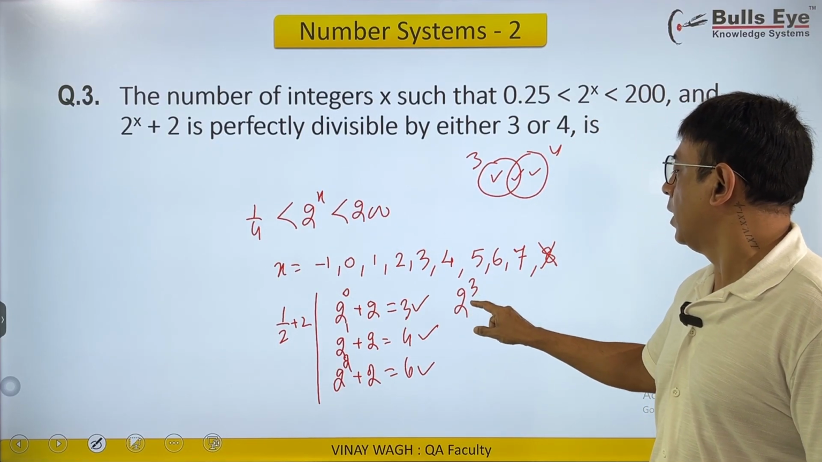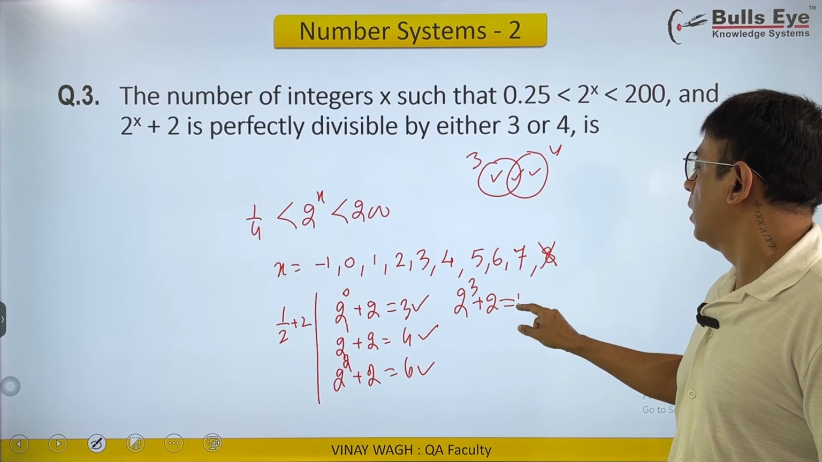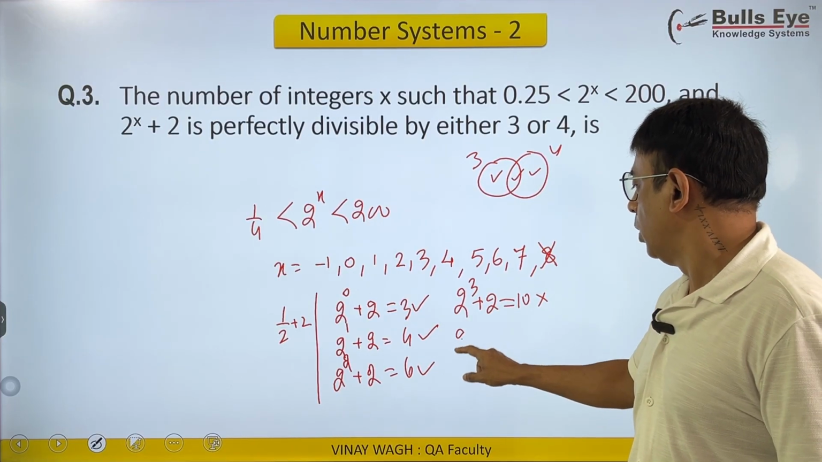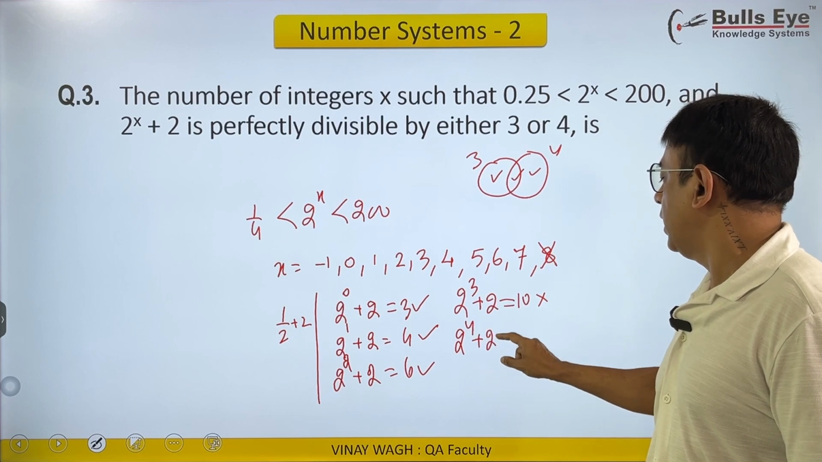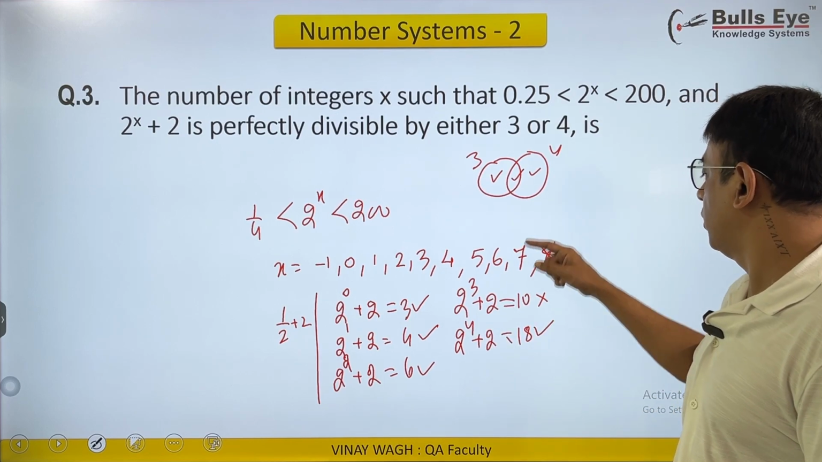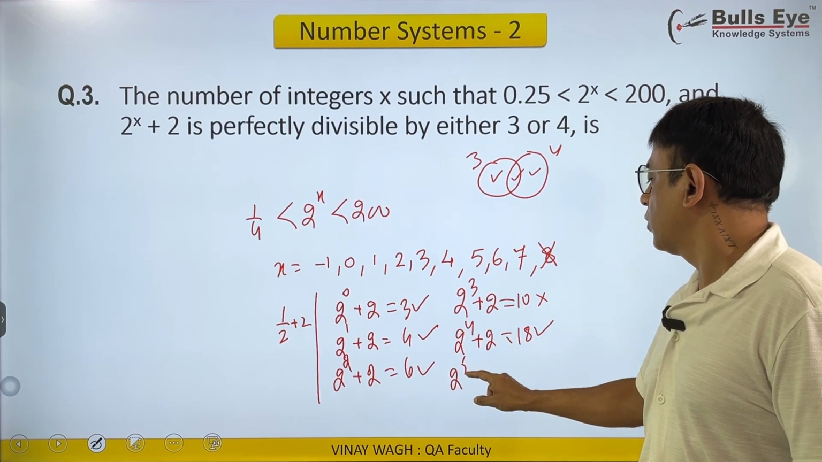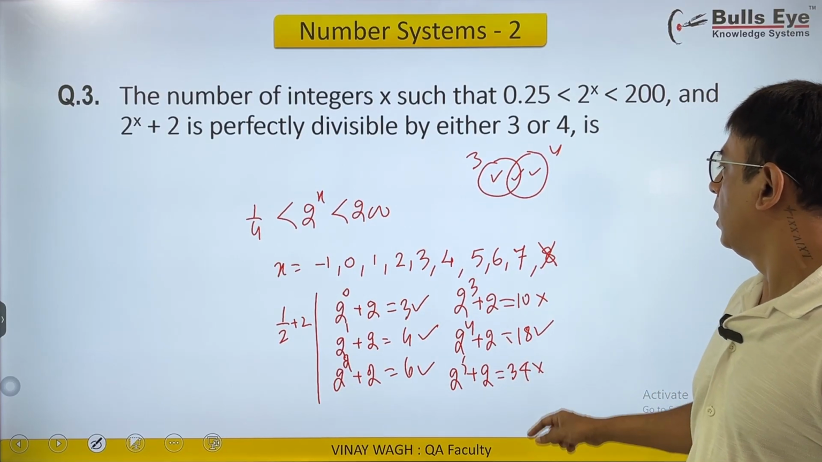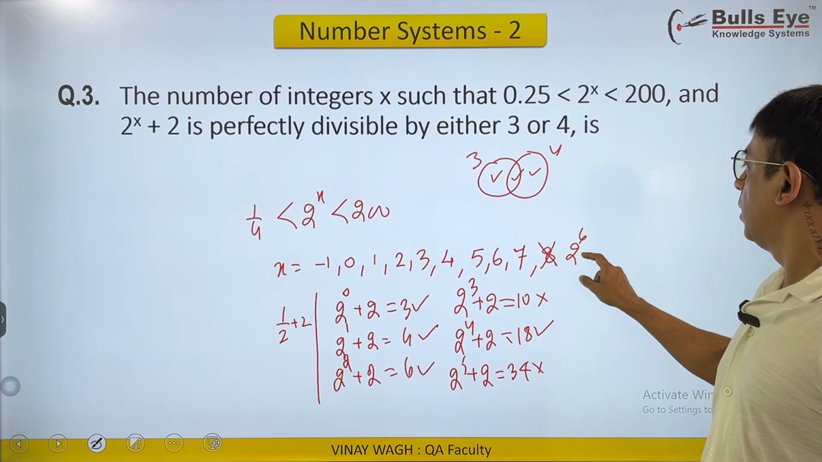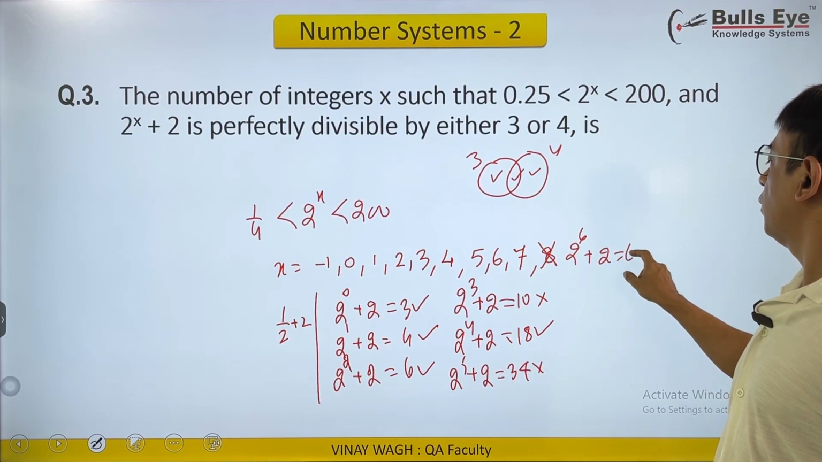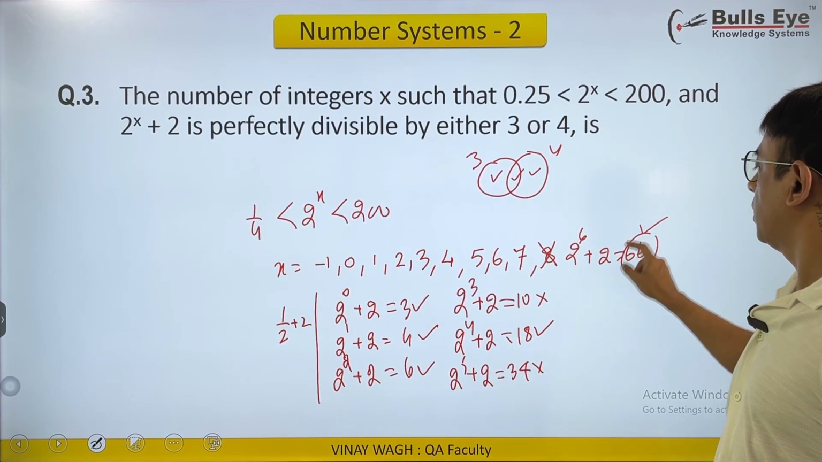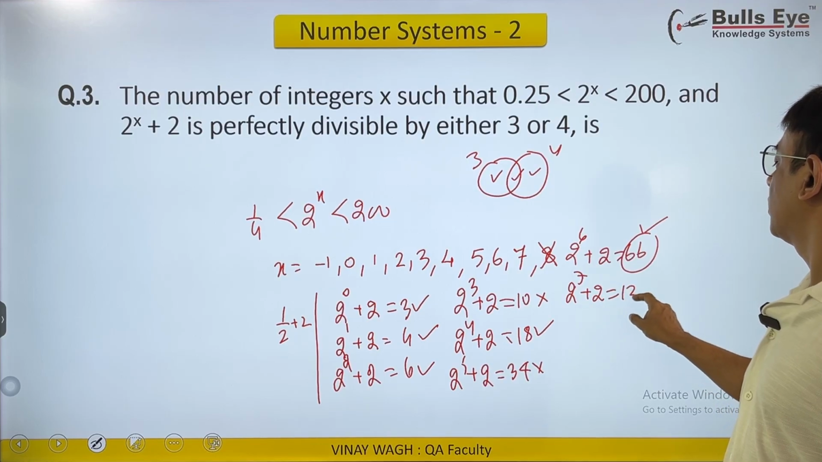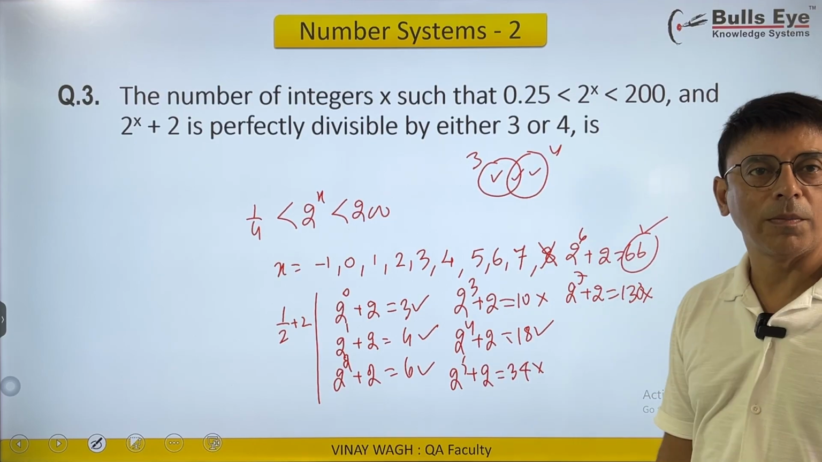2 raised to 3, 8 plus 2, 10. That's not divisible by 3. It's not even divisible by 4. 2 raised to 4 plus 2, that's 18, is divisible by 3. 2 raised to 5, that's 32 plus 2, 34. It isn't. Then 2 raised to 6 plus 2, that's 64 plus 2, 66, is divisible. 2 raised to 7, that's 128 plus 2, that's 130. It's neither divisible by 4 nor by 3.